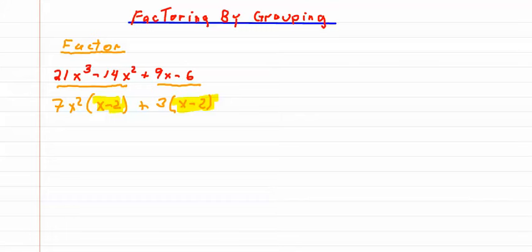We then take this common factor of x minus 2, we factor that out, x minus 2, and then we're left with 7x squared plus 3. And we're done. There's no hunting for different terms. There's no trying different things. We're done.